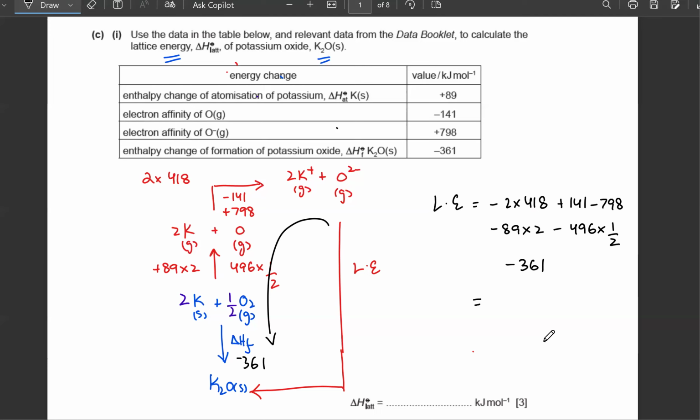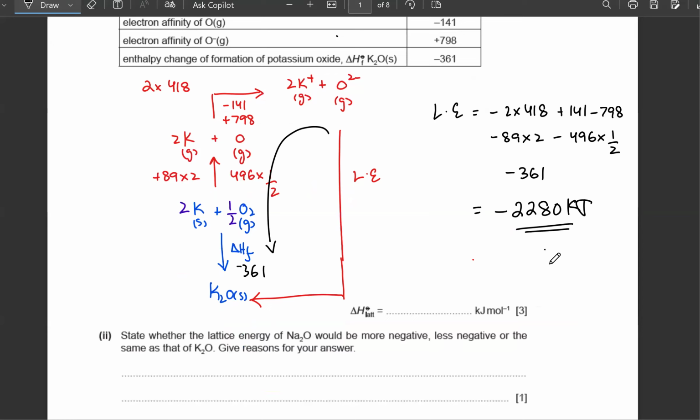I got minus 2,280, which is fine. That's kilojoules. But remember, you have to be very careful with the moles involved. For example, over here there were 2 potassiums involved, so you have to multiply everything related to potassium by 2. So that's the correct answer.